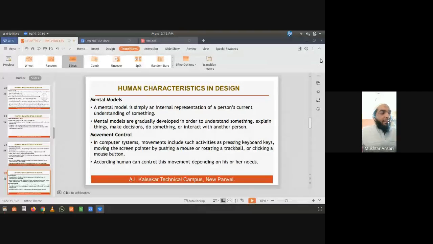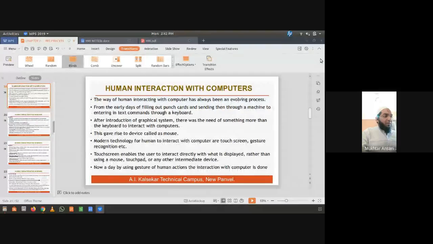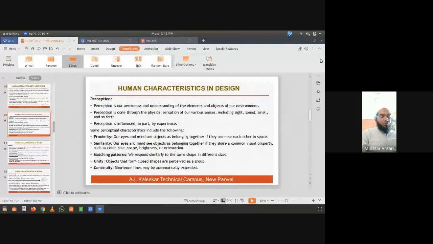Okay. So एक बार थोड़ा सा रिवाइज कर लेते हैं. ह्यूमन इंटरेक्शन विद द कंप्यूटर तो हो गया पहले टॉपिक. We came to the second one, that is human characteristics in design. So we started with the different characteristics of a human being, which is used in the design. Okay. So for designing purpose, these are required, these are needed.